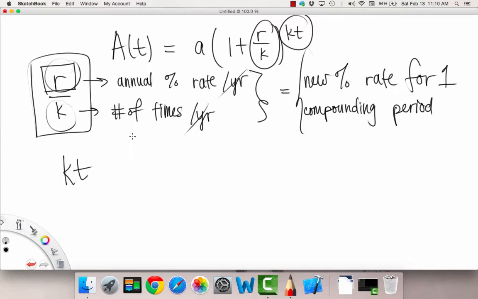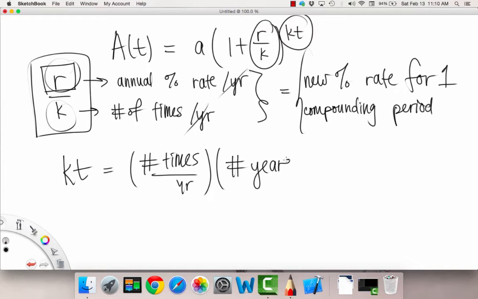Now let's explore what's happening with this kt thing. What does that represent? Here k represents, again, the number of times you compound per year, and t is just our number of years. Ultimately the years cancel out, and we just have how many times we are going to be compounding, given a number of years. The number of times we compound, or apply the change.